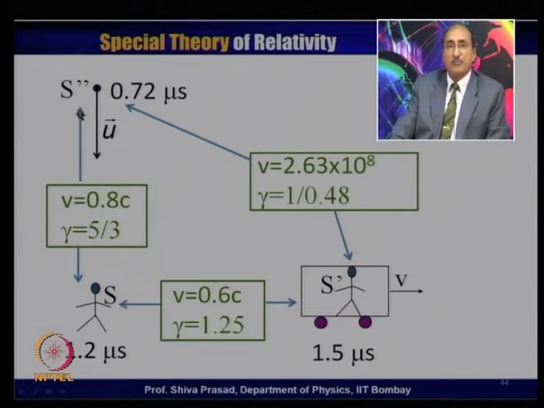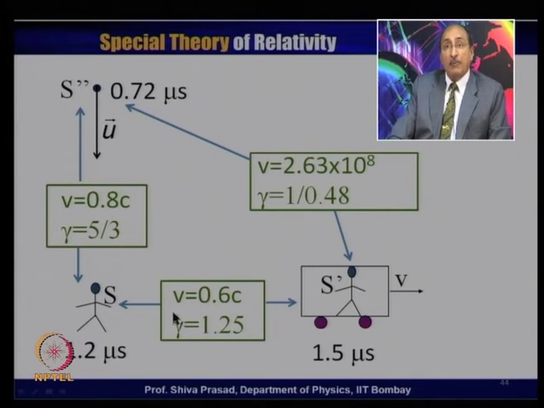Now, out of these three frames, it's only in S double prime frame of reference that the time interval between these two events was really proper. So, if I want to find out the time interval by using the time dilation formula, then when I go from S double prime to S frame of reference, I have to use this gamma. So, this time interval 0.72 multiplied by 5/3 will give me 1.2. If I want to go from this frame of reference to this frame of reference, I have to use this particular value multiplied by this gamma, which is 1 divided by 0.48. This multiplied by 1 divided by 0.48 will give me 1.5 microsecond.